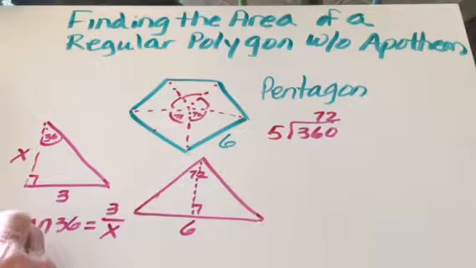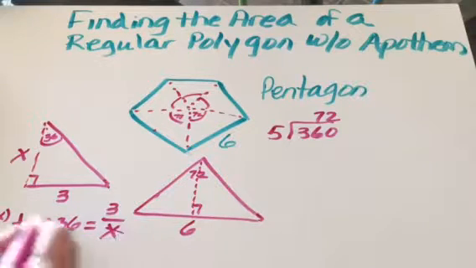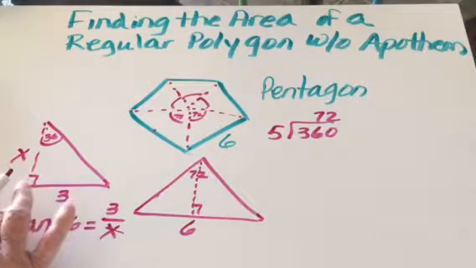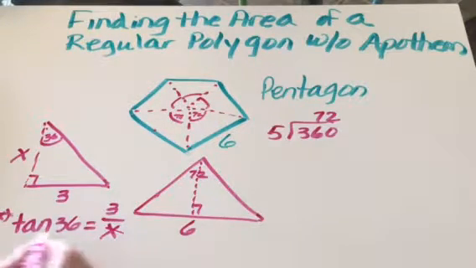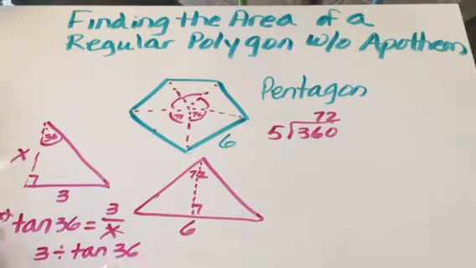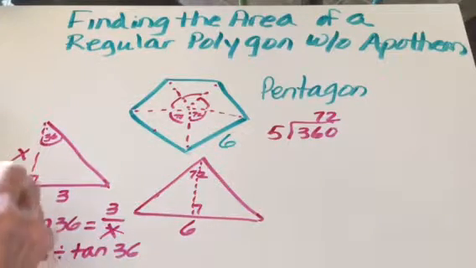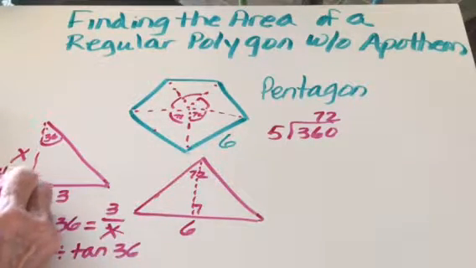All right, how do I solve that little equation? Well, I multiply on both sides by x. The x stays on this side, and then I divide 3 by the tangent of 36. Calculator time: 3 divided by the tangent of 36 equals 4.129. So now I know that this is 4.129.